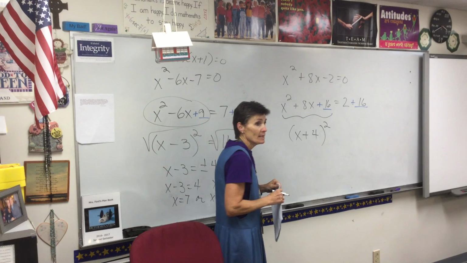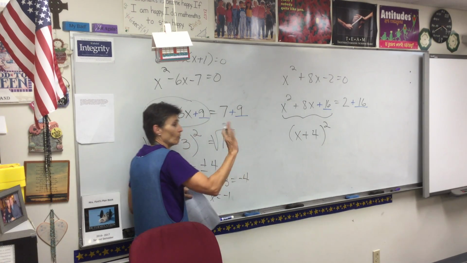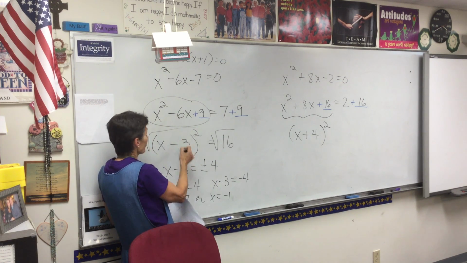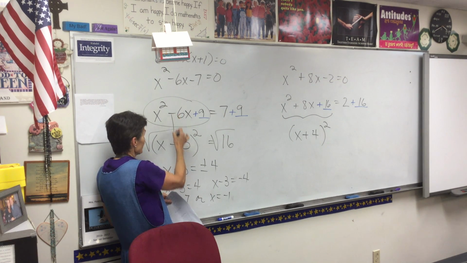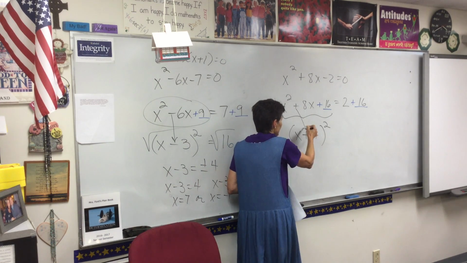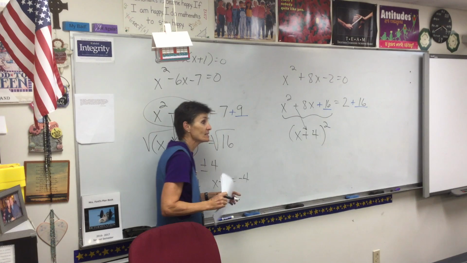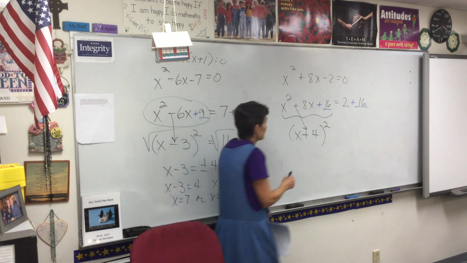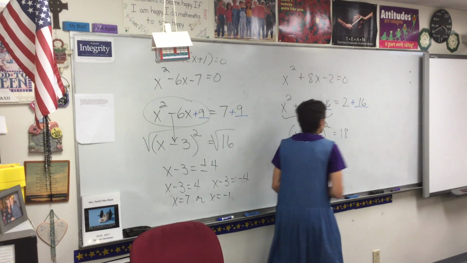Now, I want to show you something that might help, maybe you don't need it. When you do your perfect square, if that's a minus, this is going to be a minus. If that's a plus, this is going to be a plus. Every time. And that's going to equal 18.